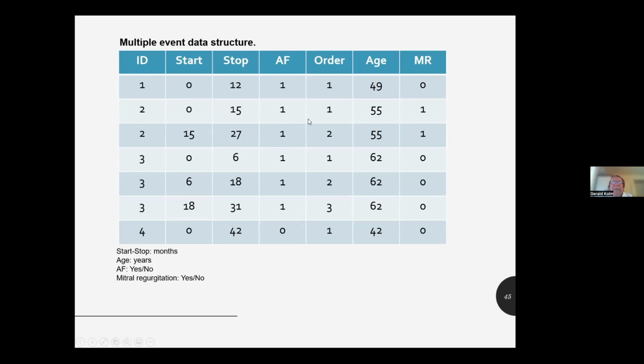So we have an indication here, which I've called order. So they've had 2 events, and then patient 3 had 3 events, the first at 6 months, then at 18 months, and then at 31 months. And so that's how you organize data when you have multiple events.